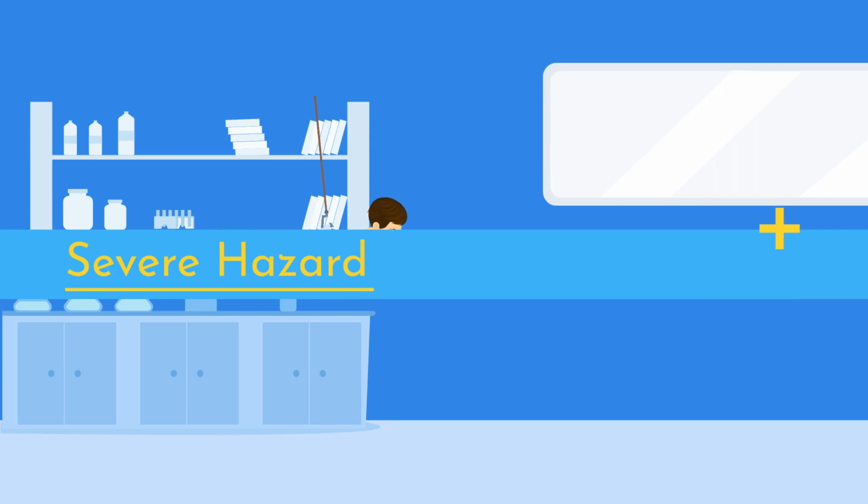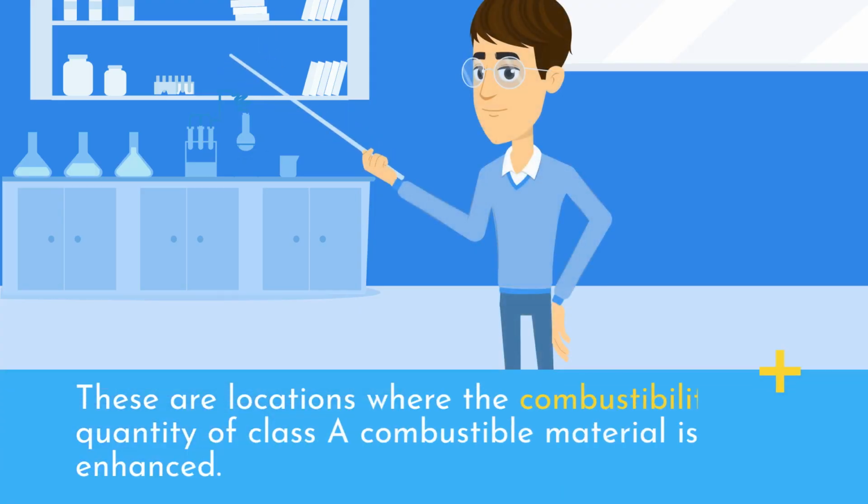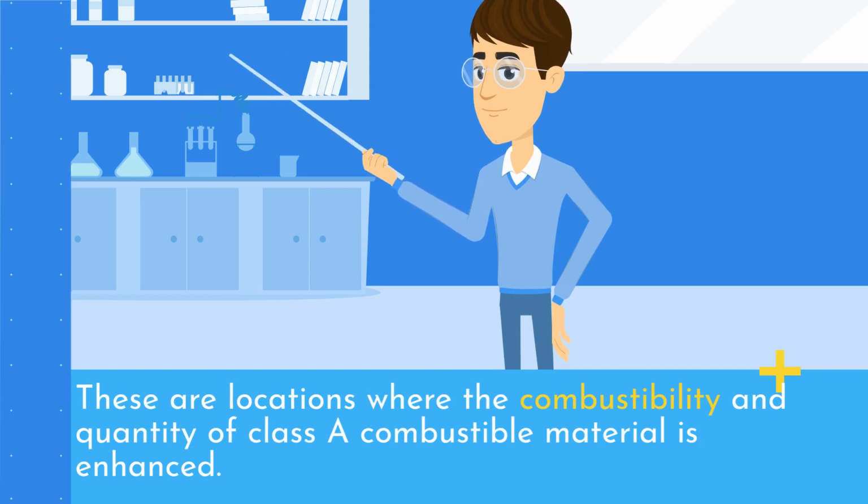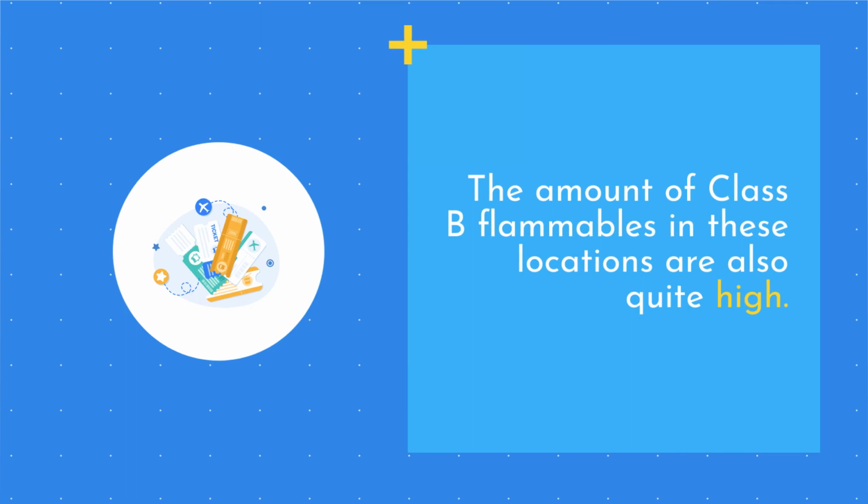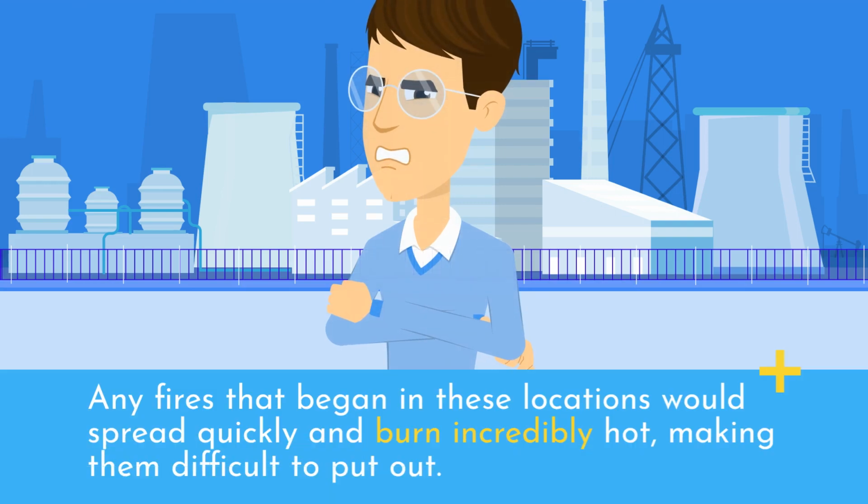Severe hazard. These are locations where the combustibility and quantity of Class A combustible material is enhanced. The amount of Class B flammables in these locations is also quite high. Any fires that began in these locations would spread quickly and burn incredibly hot, making them difficult to put out.